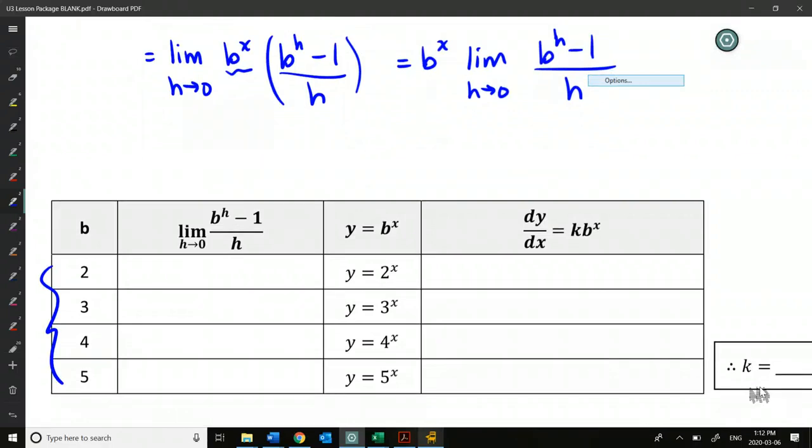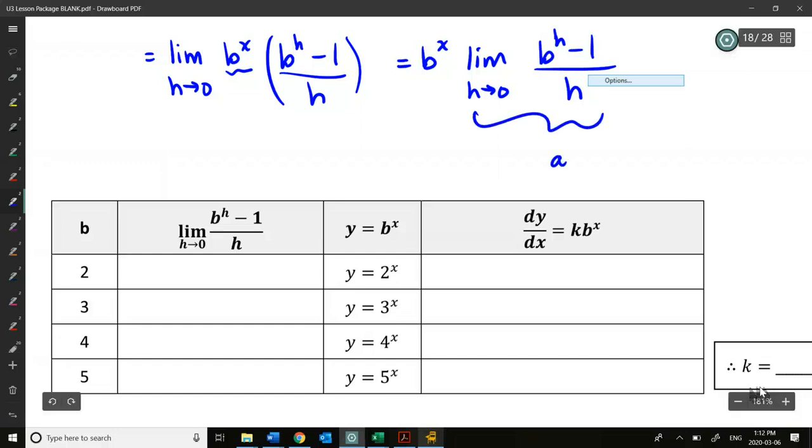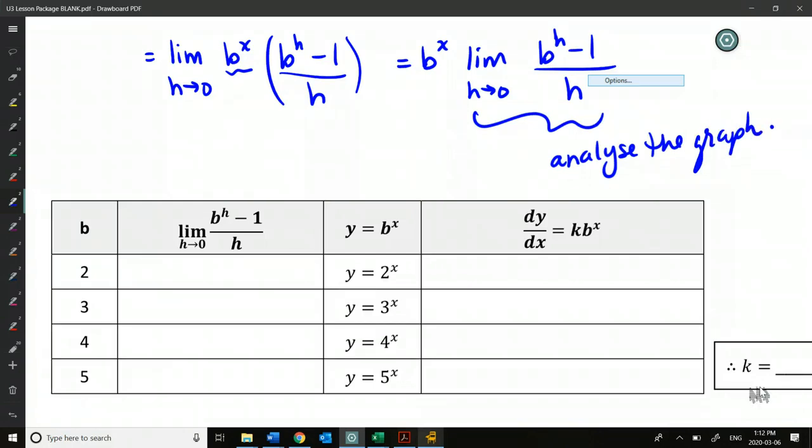So we're going to try it with 2, 3, 4, 5, and then see if we can figure out what the limit is approaching as we approach 0. And then we're going to see if we can create a pattern here to figure out what the derivative is. So we're going to take a look. We're going to analyze the graph for a variety of bases of b. So we're going to use this table, and we're going to try to figure out what this piece of the derivative is.